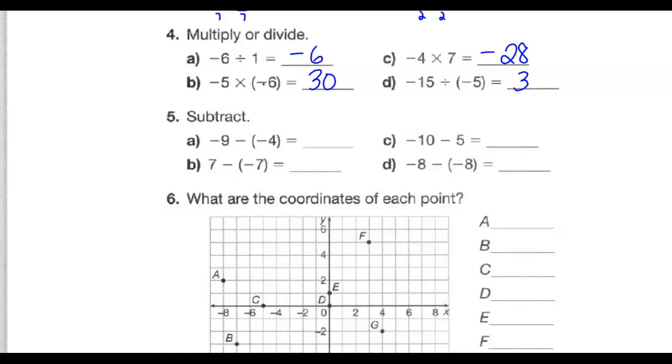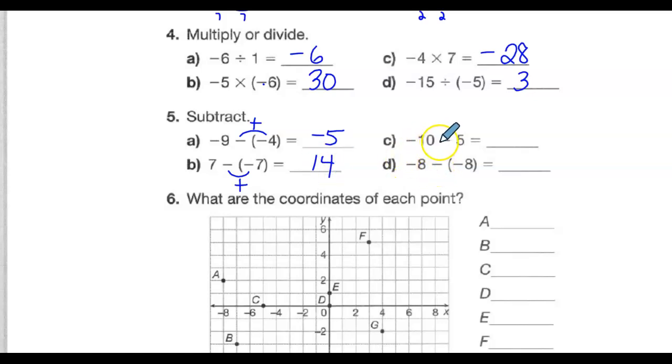Now, subtracting. So when you're subtracting a negative, you've got to remember that's the same as adding. So -9 plus 4 is -5. Okay. Then 7, again, subtracting a negative is adding. So 7 plus 7 is 14.